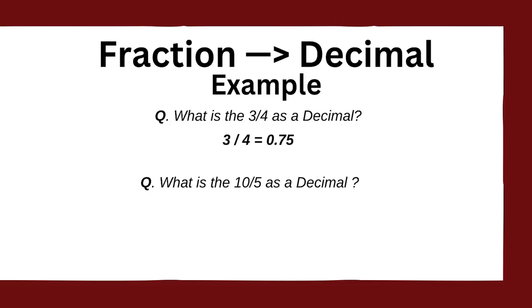So what is 10 over 5 as a decimal? Well, 10 divided by 5, I know that this is an improper fraction. 10 over 5 is an improper fraction. So I'm going to put 5 over 10, and when I do that, I get 0.5. I flipped that to be a proper fraction to get a valid decimal.